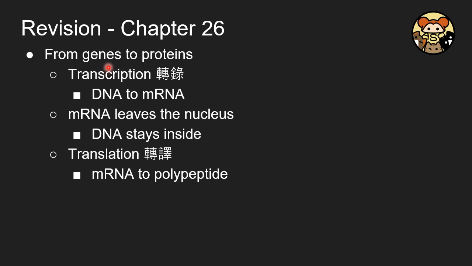And then from gene to protein, we undergo 2 steps. That is from transcription to translation. For transcription, it is from the DNA to mRNA, and the mRNA will leave the nucleus, while the DNA stays inside the nucleus. And then in translation, the mRNA will be translated into the polypeptide.